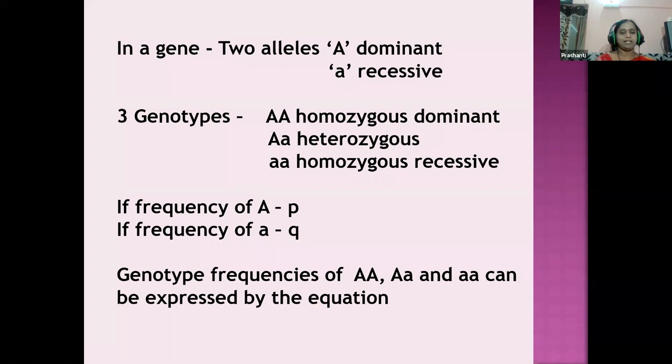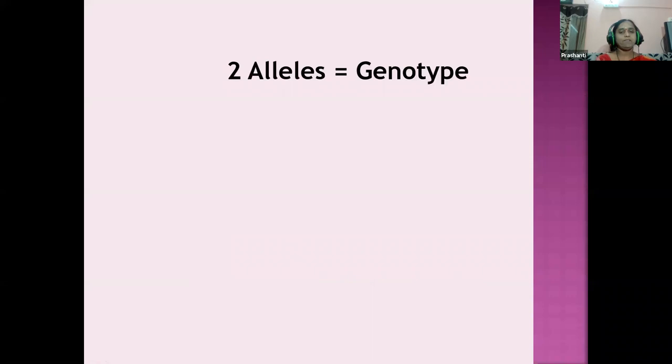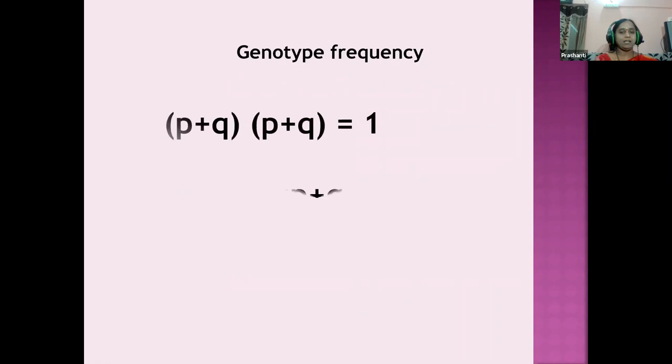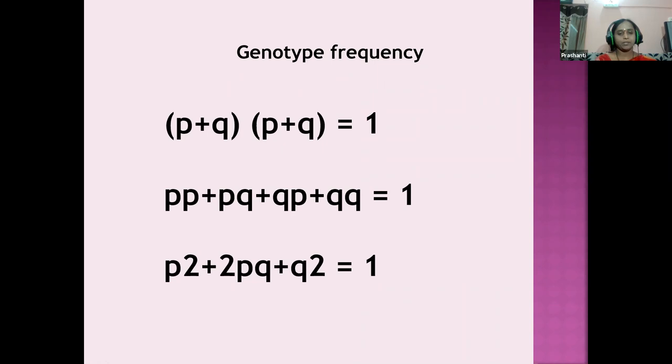That is, by p plus q is equal to 1. So already we have said the two alleles will make the genotype. So these are the two alleles which make a genotype. So when these have been multiplied, we get (p plus q) into (p plus q), which is equal to 1. That is, we get the binomial expression as p square plus 2pq plus q square is equal to 1. Just recall the mathematical equation, children, which you have learned in your 10th class. (a plus b) whole square is equal to 1. When we expand, what do we get? a square plus 2ab plus b square is equal to 1.